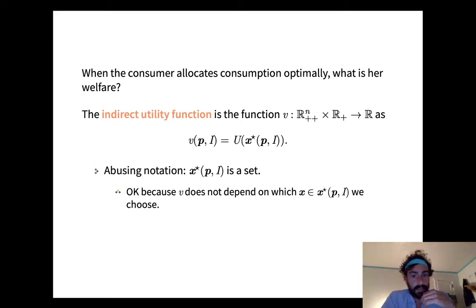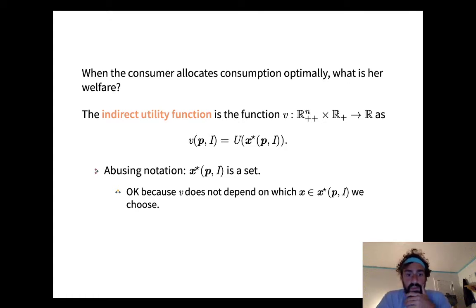So once again, we should probably just try to parse this mathematical notation. V is the standard notation for the indirect utility function. It goes from R^n_++ cross R_+ to R. So R^n_++ is the set of n positive prices. Then R_+ is the income, and that has to go into some real number, which is the utility associated with facing the price vector P and the income I. And it's just going to be defined as u(x*).